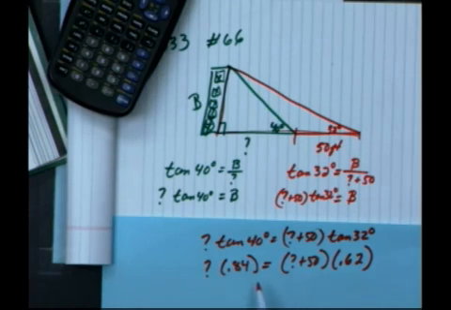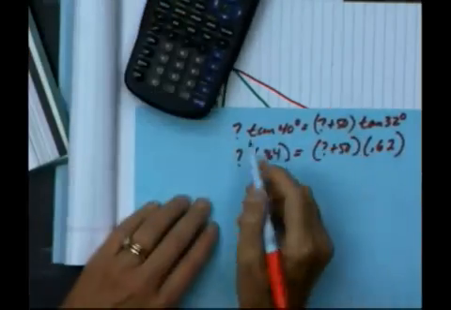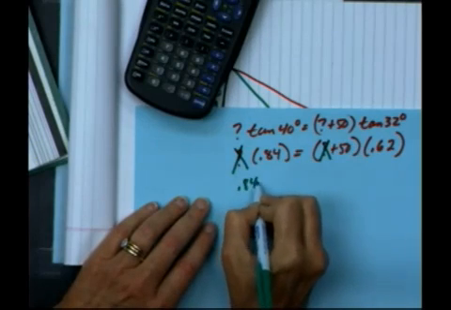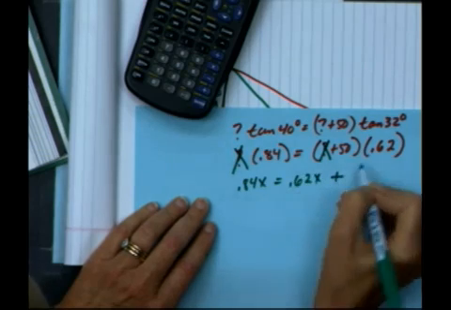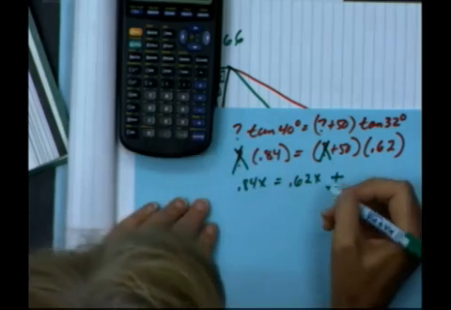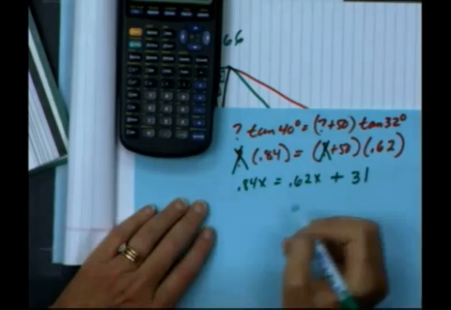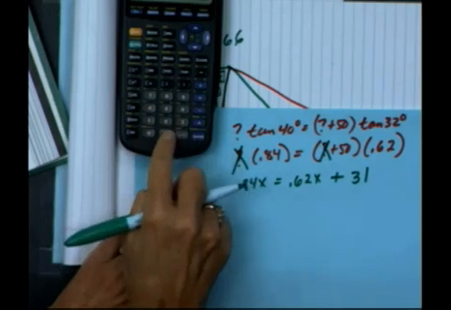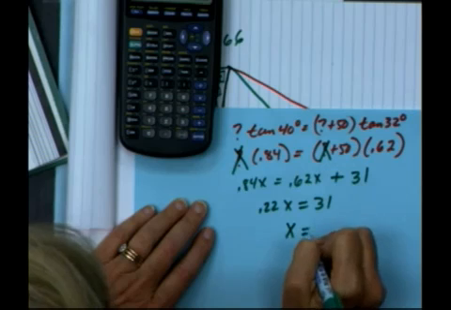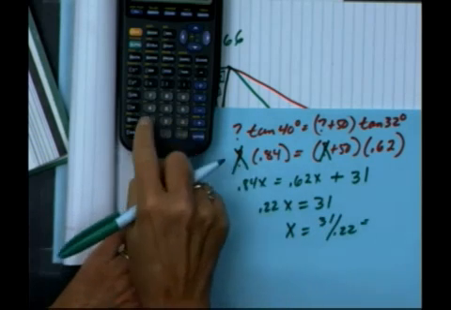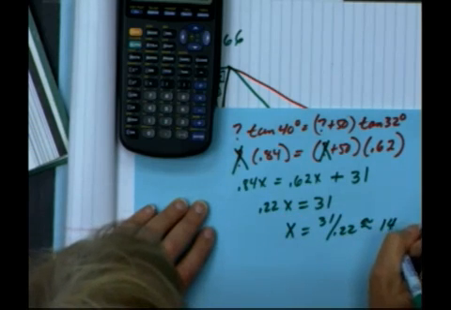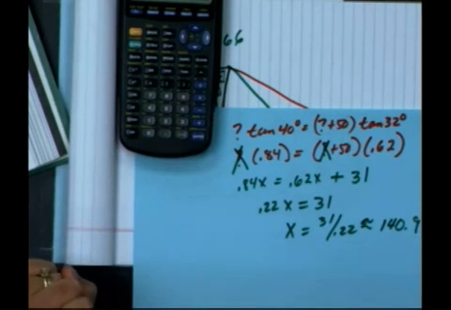So I'm just going to solve for the question mark here. Do you want me to change it to an X? Okay, so 0.84x equals 0.62x plus, I'm just distributing, 50 times 0.62, and that's 31. So now I'm going to say 0.84 minus 0.62 to get the x's on the same side. So that's 0.22x equals 31. X is 31 divided by 0.22, and that comes out to be approximately 140.9.